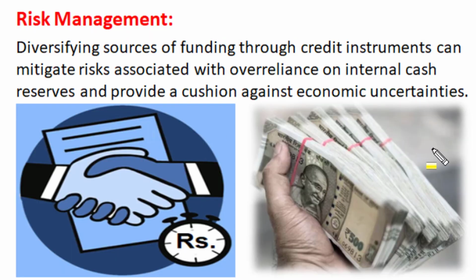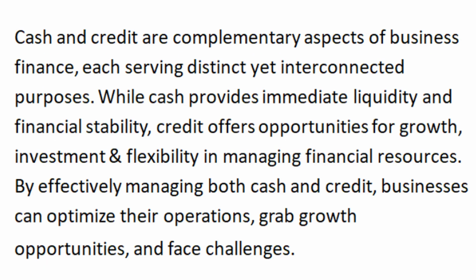Cash or liquidity in a business is a limited amount, and when we diversify from cash to credit sources of funding through various credit instruments, it mitigates the risk associated with over-reliance on internal cash reserves. This intermixing of credit financing along with cash provides a cushion to business operations against all sorts of economic uncertainties. So cash and credit in business are complementary aspects of financing. Each serves distinct yet interconnected purposes.